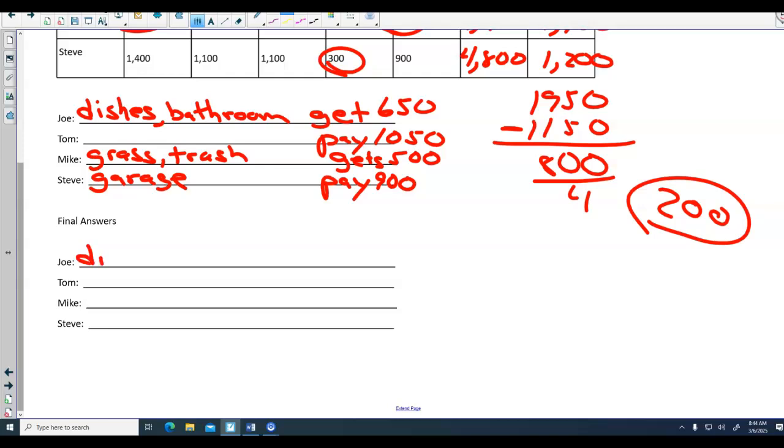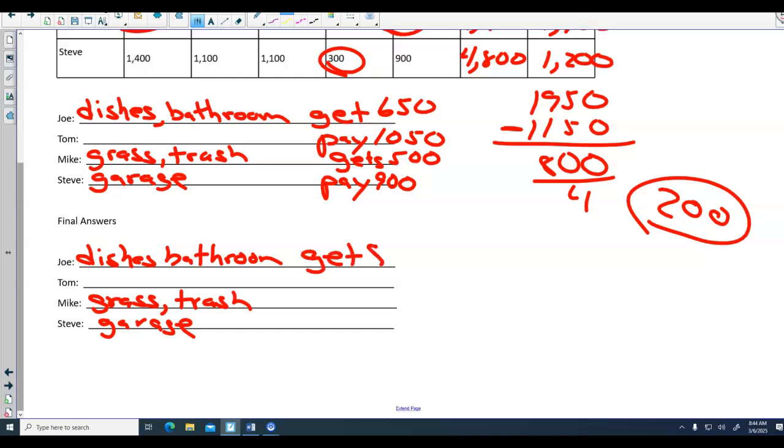So now, dishes, bathroom, should have probably done this first. Grass and trash, and garage. And you have to put those jobs down. That's part of the answer. All right? You add 200 here, so you get 850. You pay $850. You get $700, and you pay $700. And this one works out very nicely in terms of it's pretty easy to see what's being paid is being received. That adds up pretty neatly.